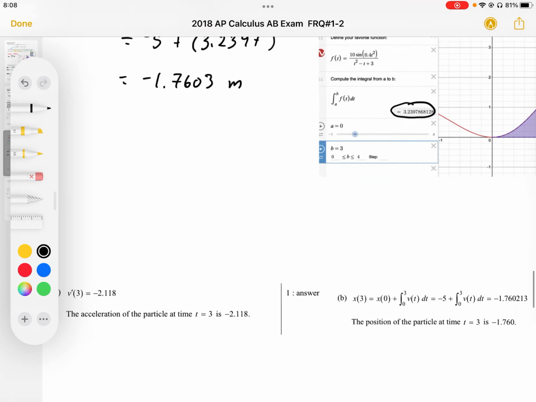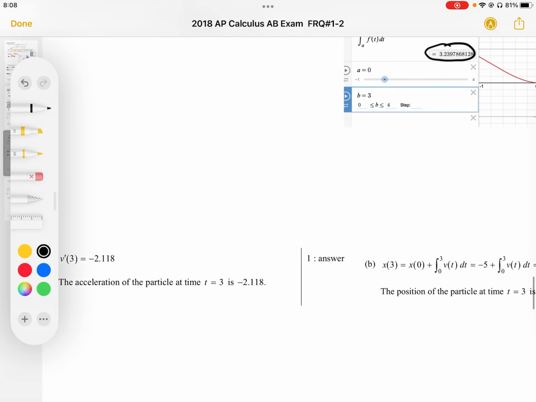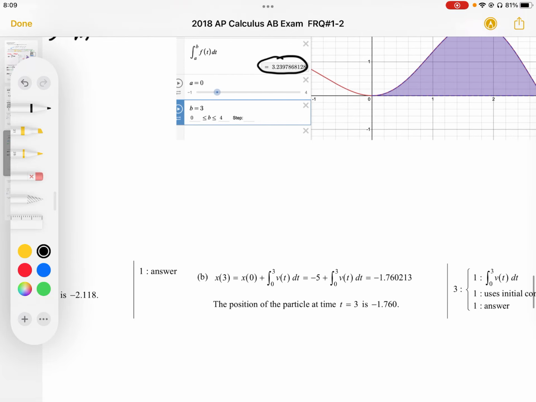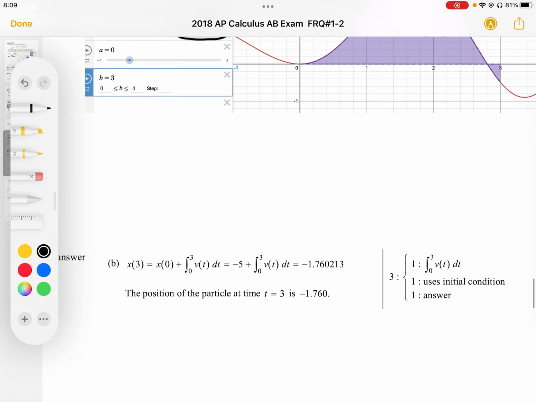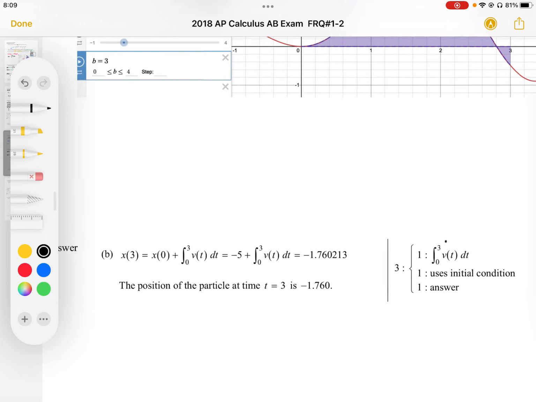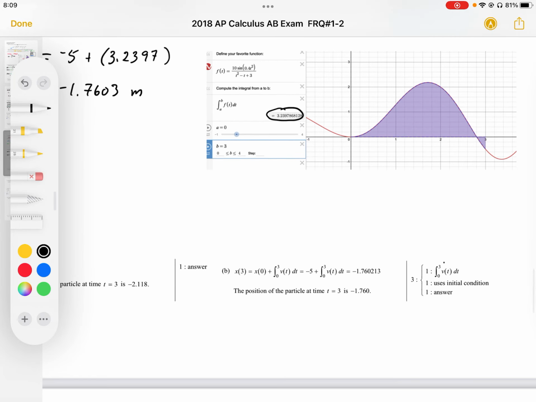If we take a look at the mark scheme, for A we just need to calculate that acceleration. You can do it any way you want. We used a calculator to do this. For part B, there are 3 marks. One mark is for recognizing that the area from 0 to 3 is our displacement, and using the initial condition, the starting position, and the answer of negative 1.760. That will give us the full 3 marks.